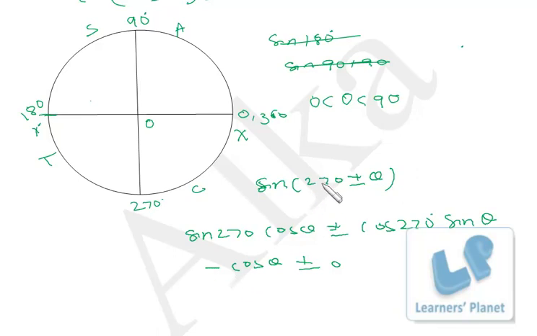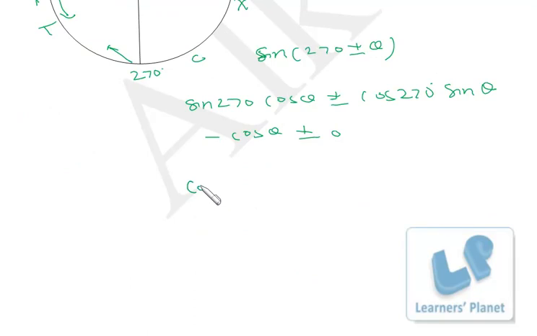So when we are talking about 270 plus theta, then we are talking about the fourth quadrant, and when we are talking sin(270 - θ), that means we are talking about the third quadrant. So sin(270 - θ) or sin(180 + θ), both of them are the same thing. 180 plus theta, you are moving this side, and 270 minus theta, you are moving this side, right? So both of them represent the third quadrant. So sin(270 ± θ) is -cos θ.